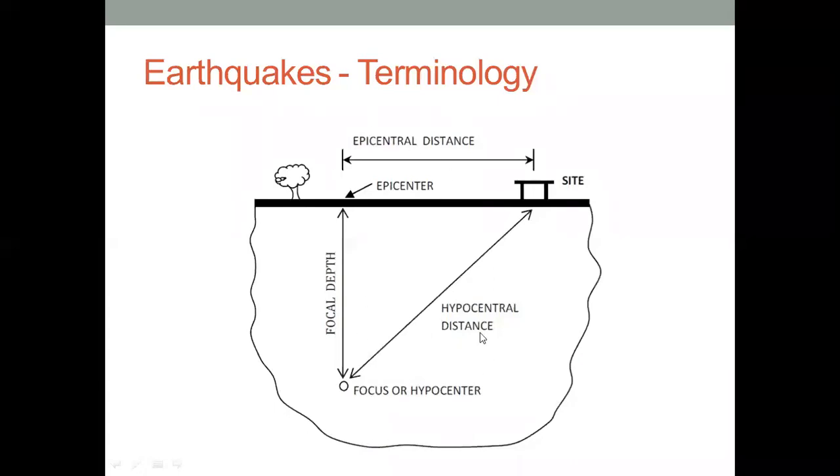There are three terms we need to know which are related to earthquakes. One is the focus, the point where the energy is released. That is called the focus or hypocenter, and the distance between the focus and the recording station is called the hypocentral distance. Another one is the point placed directly above the focus on the ground surface, which is called the epicenter.